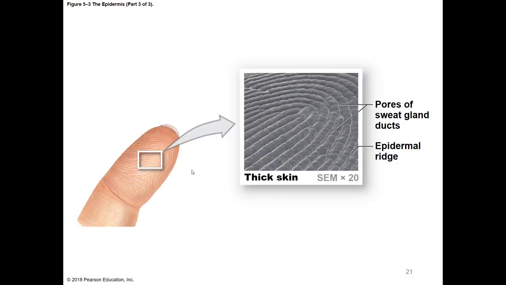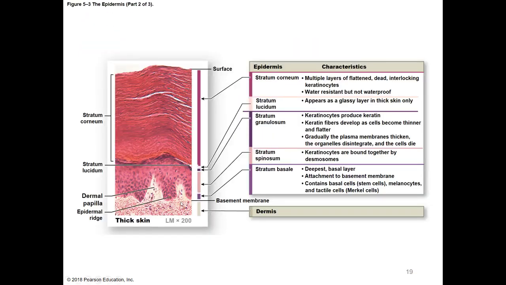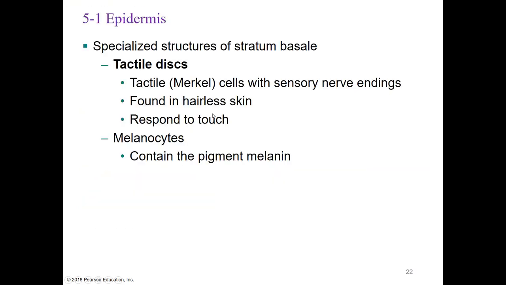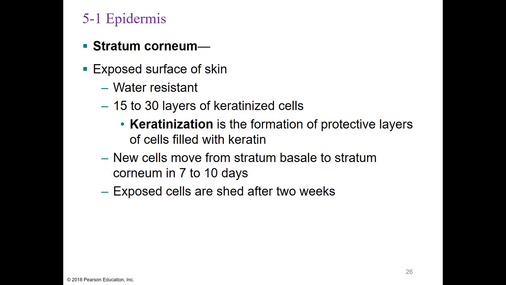Okay, so going back to our picture, the granulosum was the last one we looked at, which is here. It shows up a little darker. And then the very thin layer on top of the granulosum is the lucidum, which is only in thick skin. That leaves this huge layer that goes from here all the way up to there, which is the stratum corneum. So again, if you touch your own skin, you're touching the stratum corneum. This is your exposed skin.